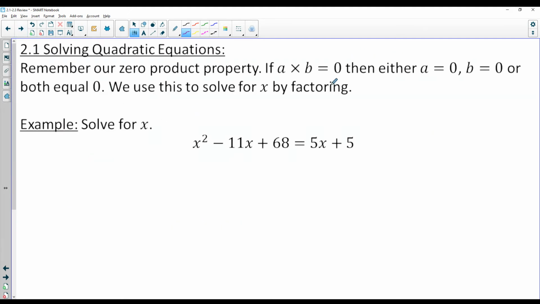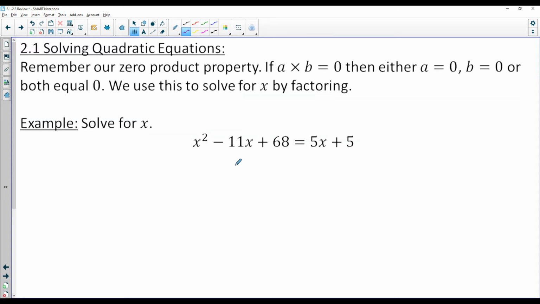So for solving quadratic equations, this is where we use our zero product property. If two things multiplied together are 0, then one has to be 0. And so the keynote for these was, remember that we need 0 on one side. So in order to do that, I'm going to subtract 5x and subtract this 5 over. Subtract 5x, subtract the 5, right? Because then those will cancel and I'll get 0 on that side.